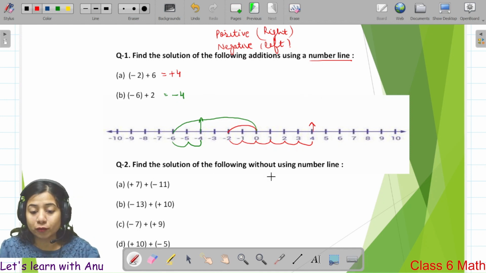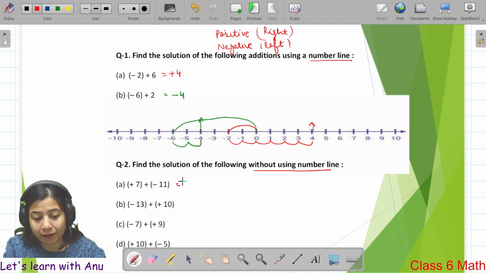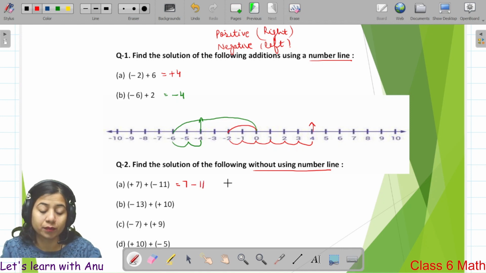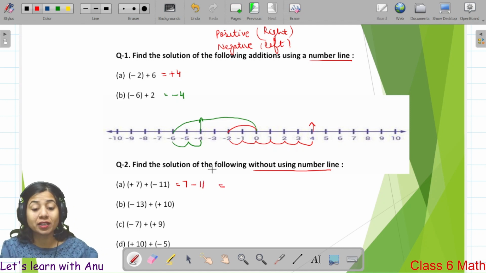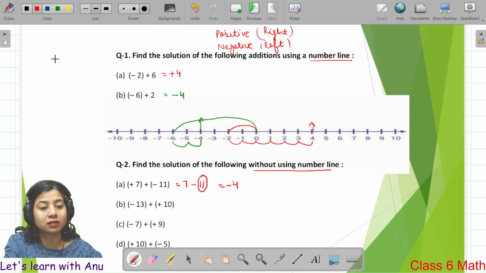Find the solution of the following without using the number line, right? The rules that I explained in the previous slide are applicable here. Let's do it. It's 7, because outside the bracket it's positive, so no change, minus 11. Opposite signs, so subtraction, 11 minus 7 is 4. The sign will come off the bigger integer, that's negative 4.